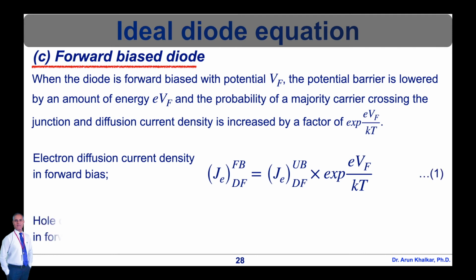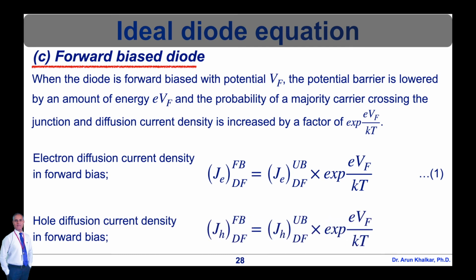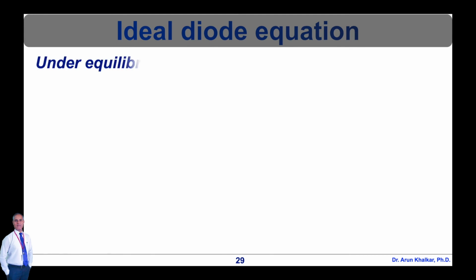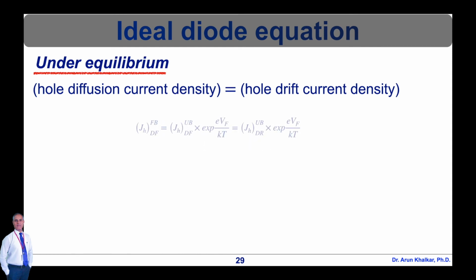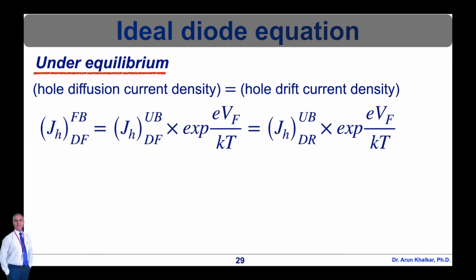Let's say this is equation number 1. And hole diffusion current density in forward bias is J H df FB is equal to J H df UB into exponential of eVF upon KT. Let's say this is equation number 2. Now under equilibrium, hole diffusion current density is equal to hole drift current density. Therefore, J H df FB is equal to J H df UB into exponential of eVF upon KT is equal to J H dr UB into exponential of eVF upon KT.